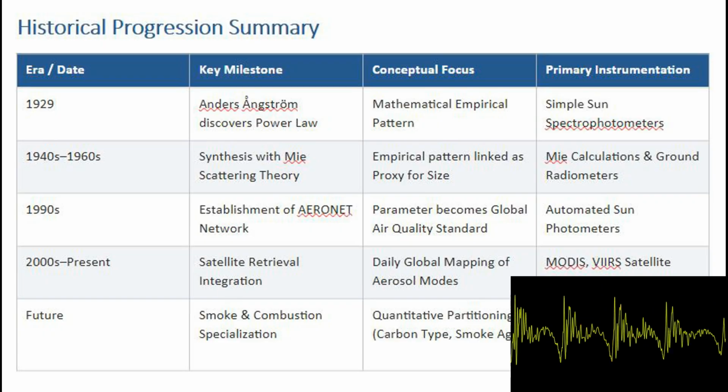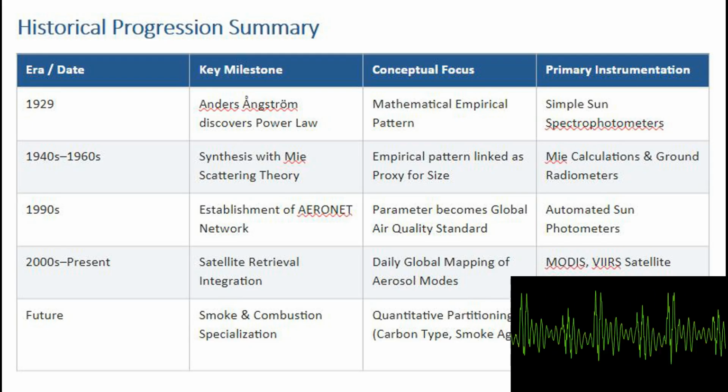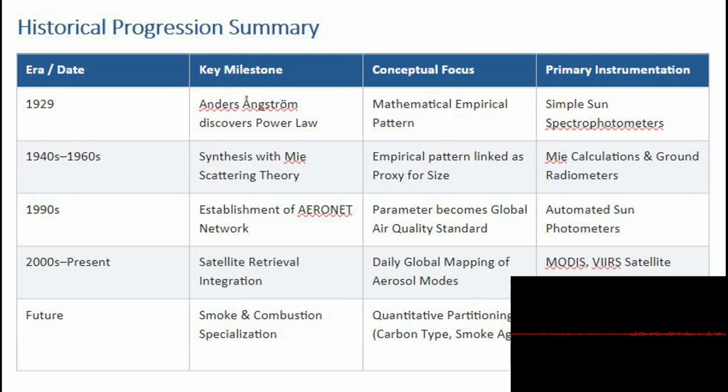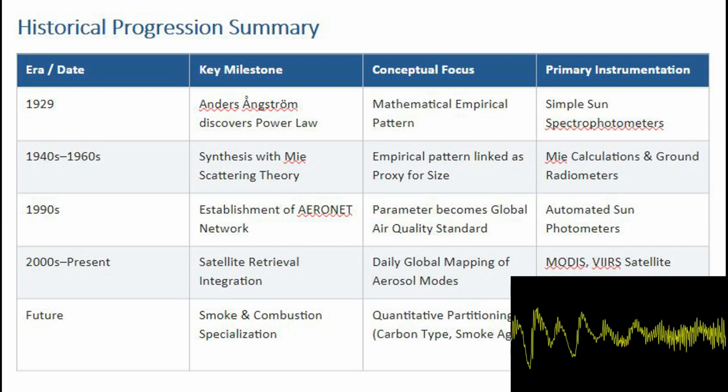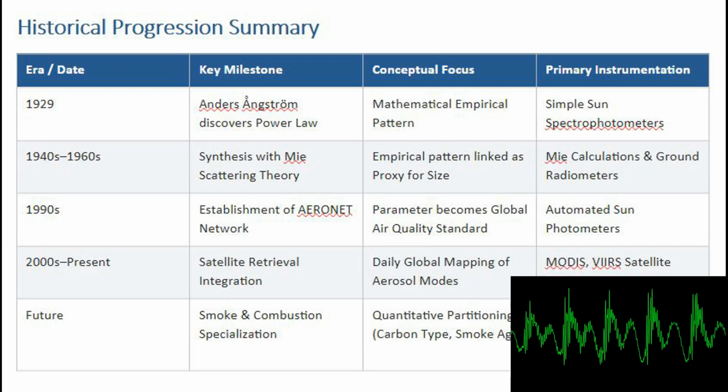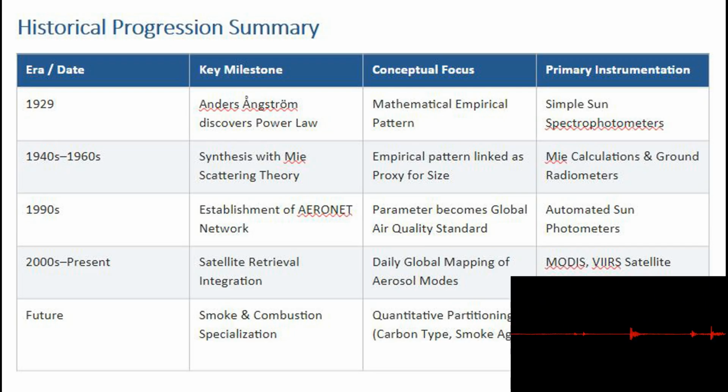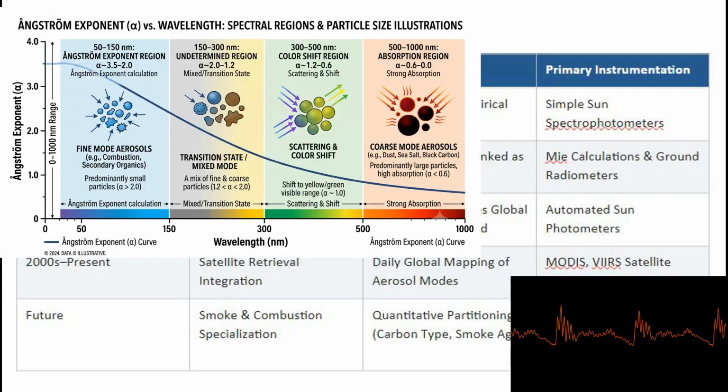While analyzing atmospheric extinction using optical instruments, he observed that light reduction due to atmospheric dust followed a distinct power law relationship with wavelength. Initially used as a mathematical convenience to interpolate atmospheric extinction across wavelengths from a single reference measurement, the exponent evolved as Mie scatter theory was integrated in the 1960s. Scientists confirmed that alpha serves as a direct proxy for average particle size.